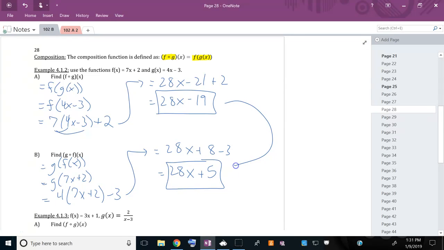One thing that I would like to notice is that my answers for part A and part B are different. So even though the two functions were the same, I got different answers. And that means the order in which I compose makes a difference. So make sure to compose in whatever order the problem tells you to compose.